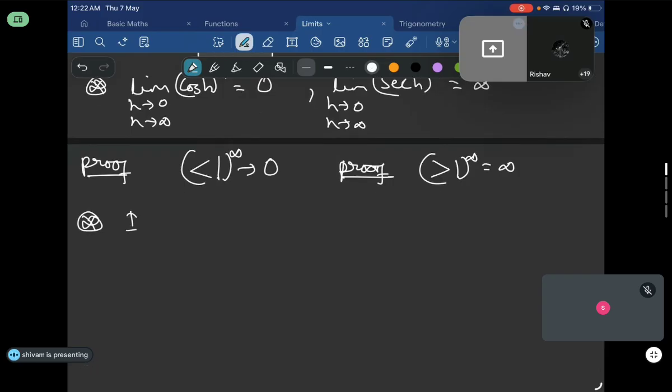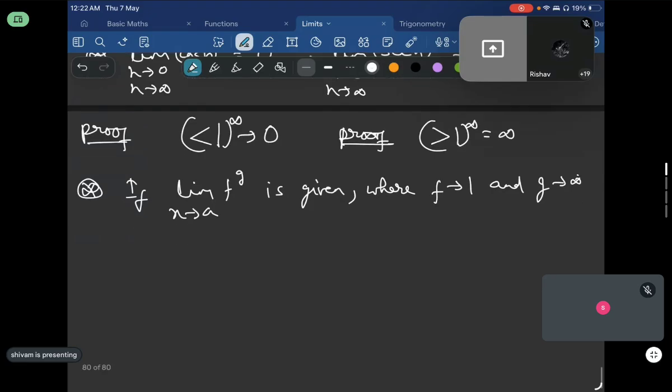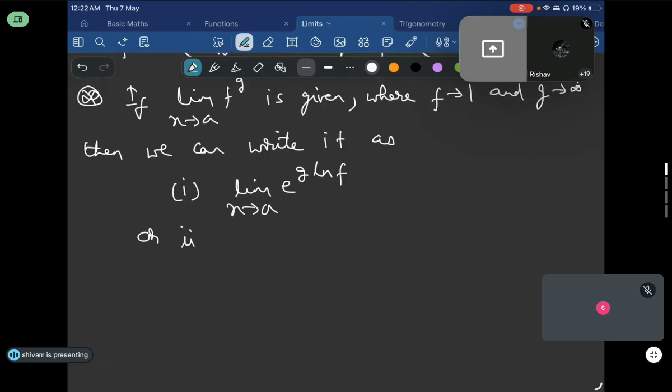I'll generalize it, everyone. If limit x tends to a, f to the power g is given, where f is tending to 1 and g is tending to infinity, then we can write it as, number 1, limit x tends to a, e to the power g into ln f, or we can also write it as, number 2, e to the power limit x tends to a, g into ln f.